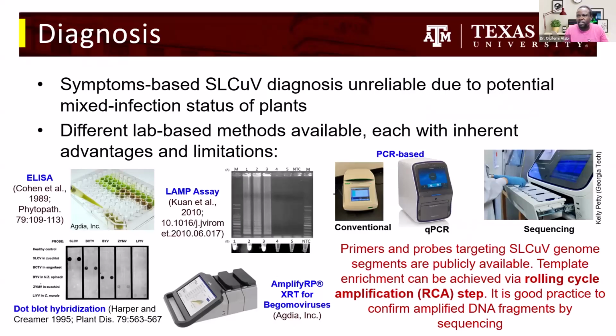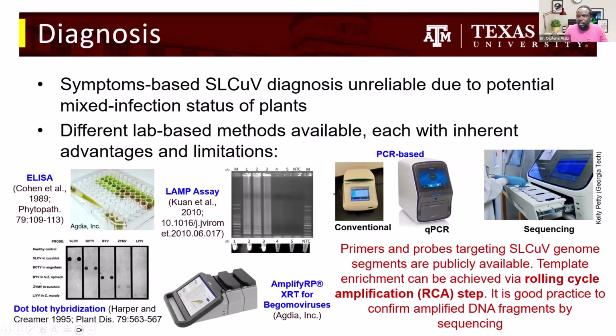And so it's difficult to look at a plant and, based on symptoms, say for sure it's just a single infection of squash leaf curl. You really have to take a sample and send it to a lab that is equipped to test for squash leaf curl and other cucurbit viruses.